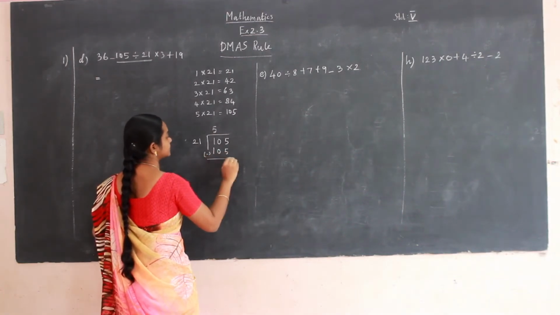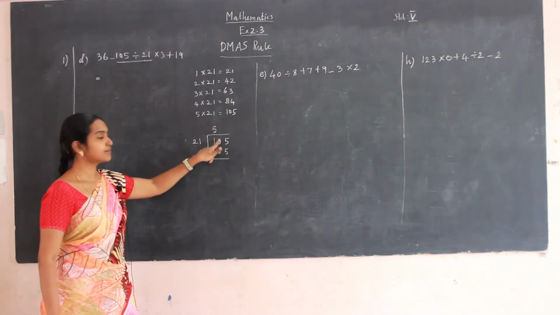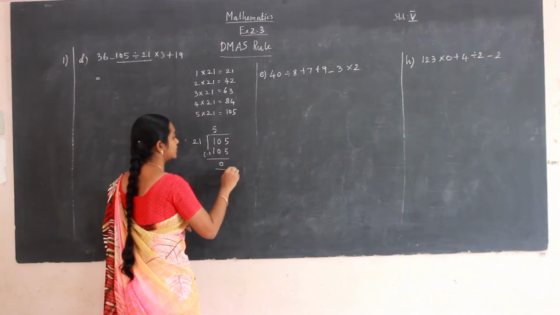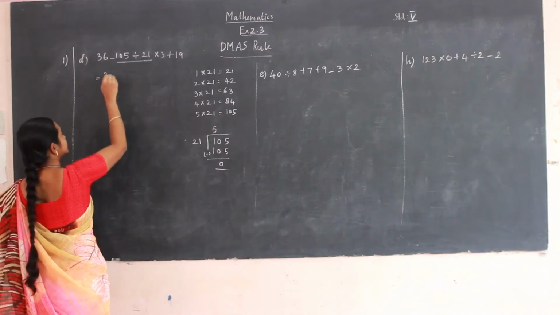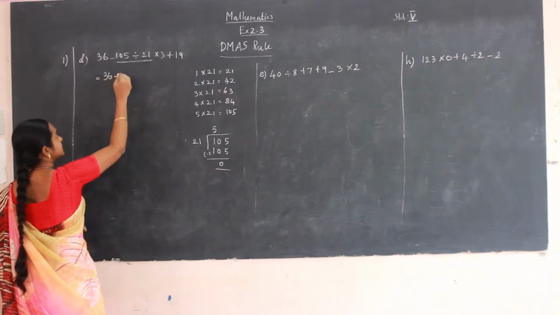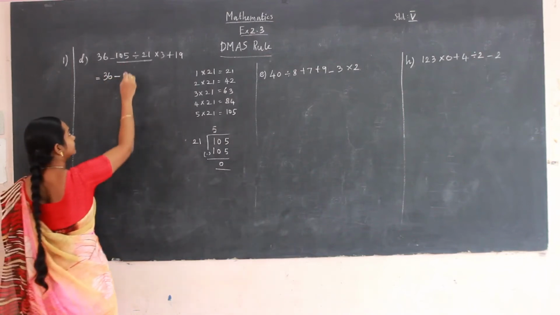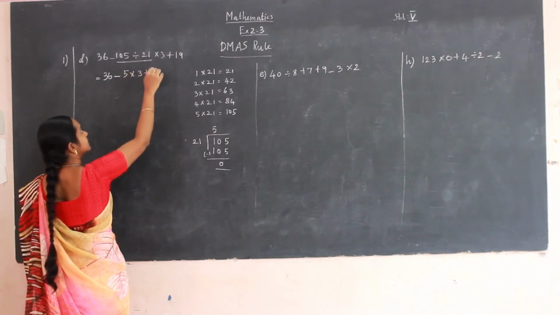Now subtract these two numbers. 5 minus 5 is 0. 0 minus 0 is 0 and 1 minus 1 is 0. So the answer is 5. Write 36 as it is, minus, we have got the answer as 5. So write 5 here into 3 plus 19.